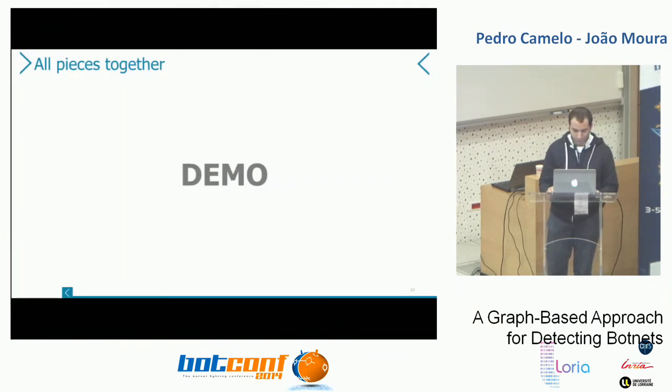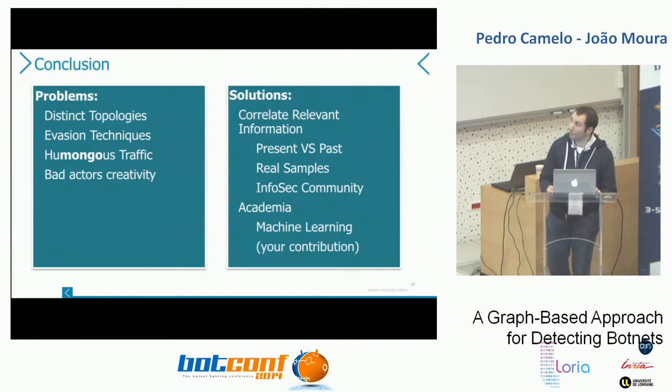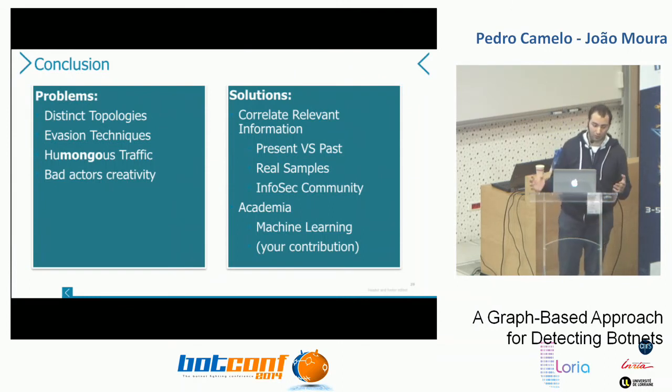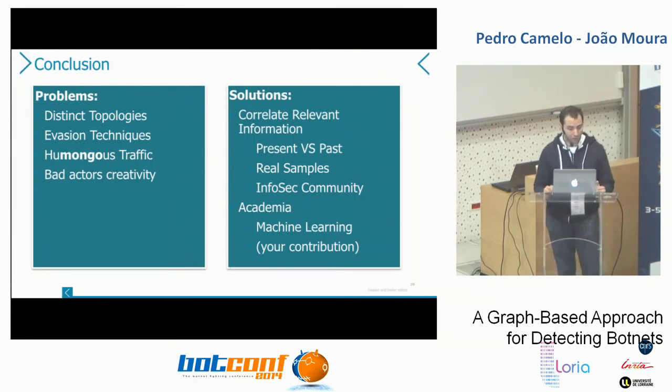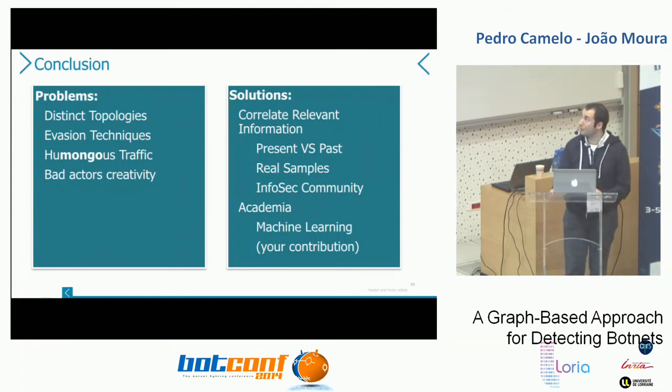Okay, so I'll conclude. We have a lot of problems. We have distinct topologies, evasion techniques, humongous traffic, bad actors' creativity. We have some solutions: present versus past, real samples, the InfoSec community. This is all useful to correlate relevant information. In academia, we have machine learning, other fields, and other kinds of work that may be useful for this work.